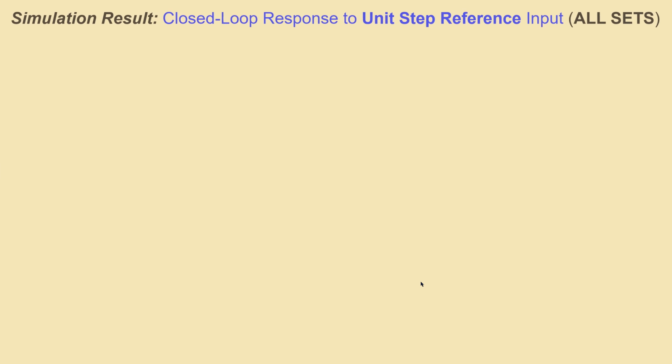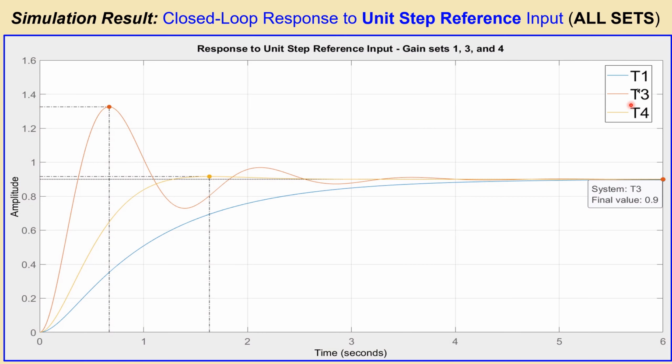So let's then also check the summary for all sets. Of course, the response for the second set will not be here because that is not a stable system. So T1, T3 and T4 designate the step responses of the closed-loop transfer functions for a unit step reference input for each gain set. Now what you see is all of them approach 0.9, and the orange has the largest overshoot. The blue one has no overshoot, but it's also sluggish, so very slow. So the yellow one is sort of the compromise between those two and maybe the best solution.